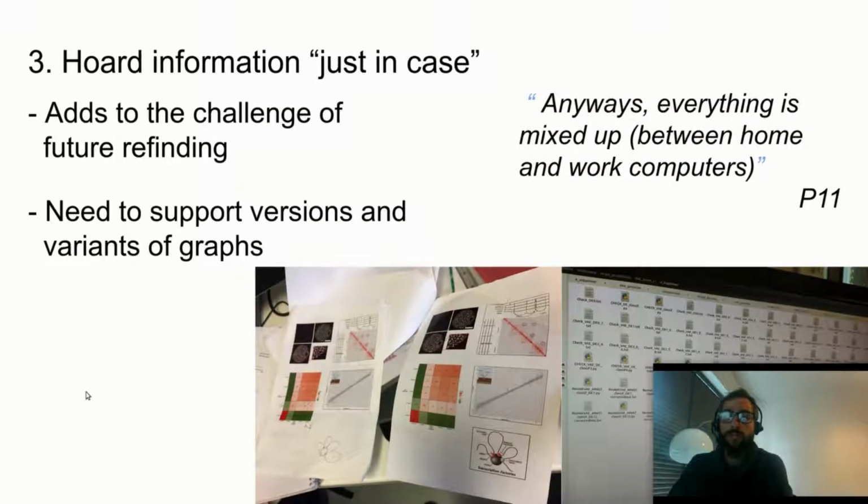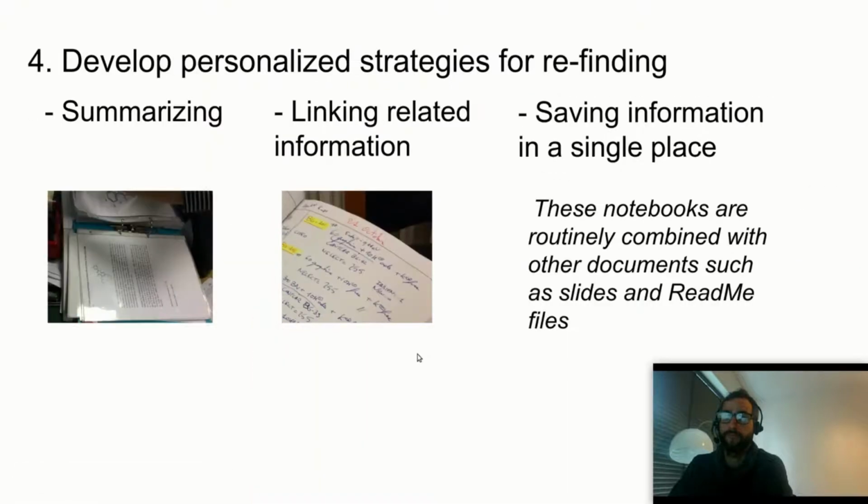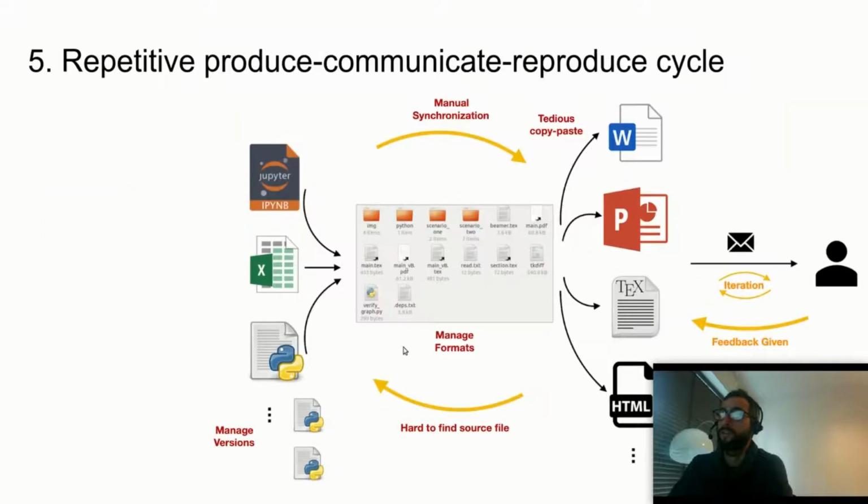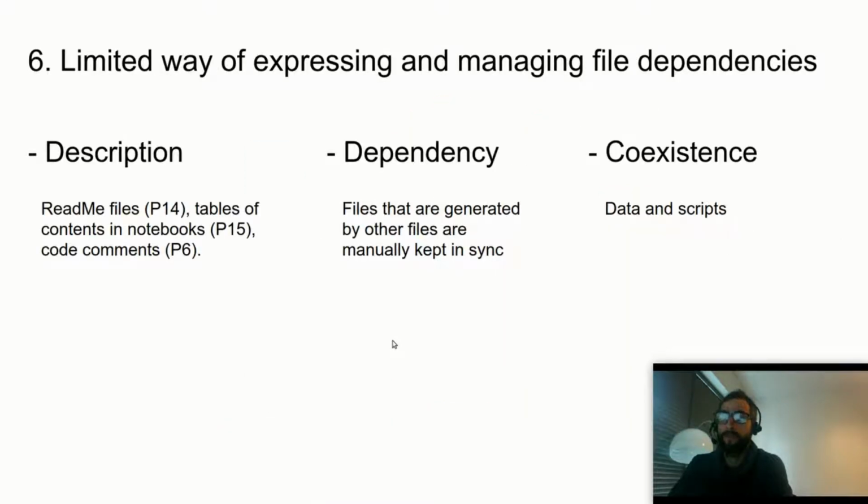Participants will also hoard information, including different variants of files, for example, simulations with different parameters, such as in this figure on the right. This results in crowded, hard-to-manage information systems. Participants also develop personalized strategies for refinding, but these are not very robust to any file renaming or change of locations. Participants also went through repetitive produce, communicate, reproduce cycles with no ways to automate this. Finally, we noticed a limited way of expressing and managing file dependencies for users, and they resort to various hacky procedures to counteract this.